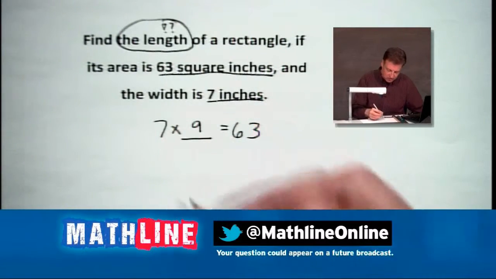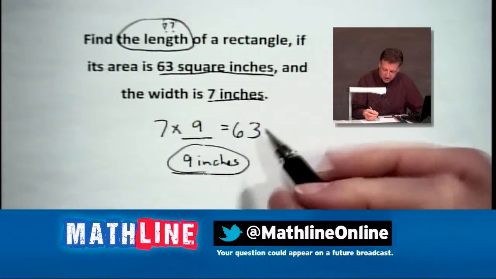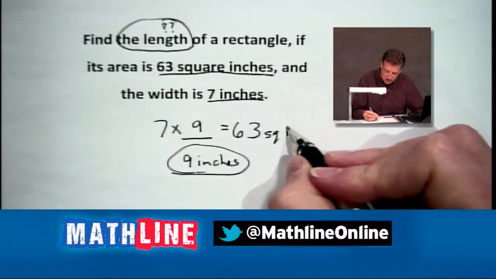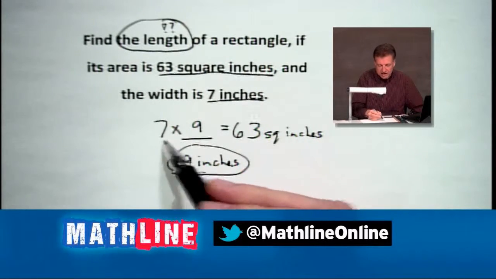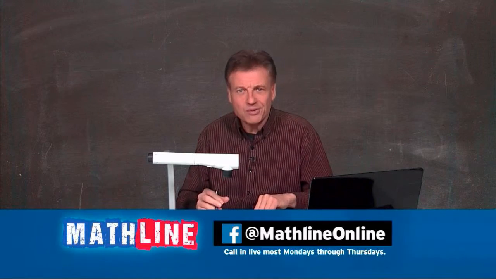And by the way, that 9 represents 9 inches. Because how come? Because this is square inches, right? So it's got to be inch times inch to give us the square inches. And there you go. That one wasn't so hard, was it? Pretty straightforward. Works out pretty nice, doesn't it?